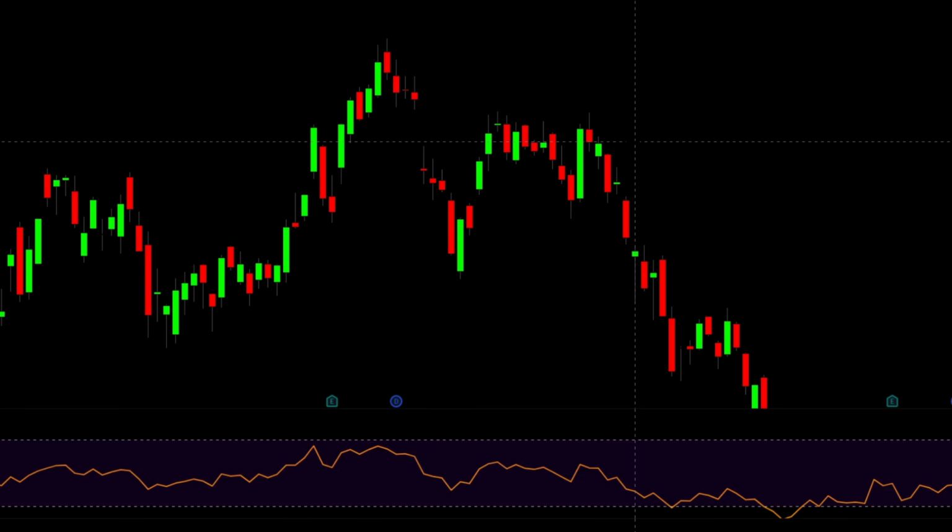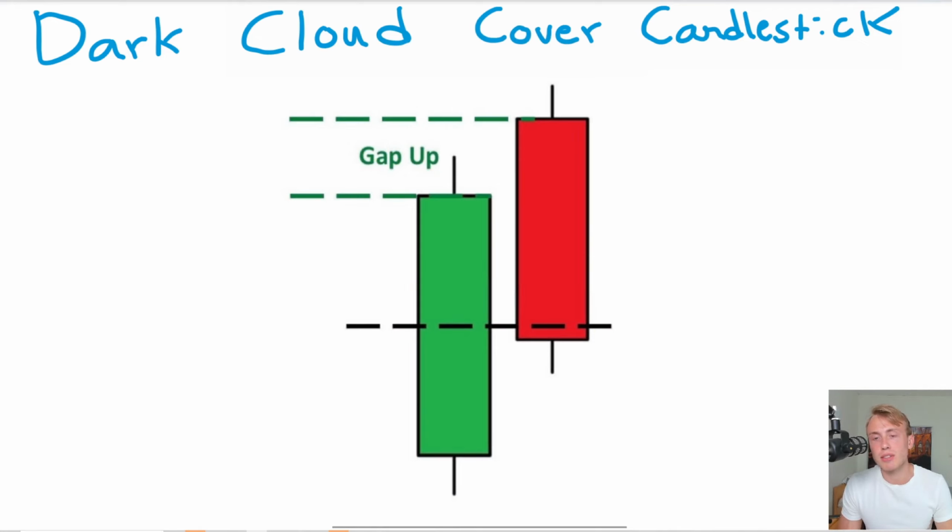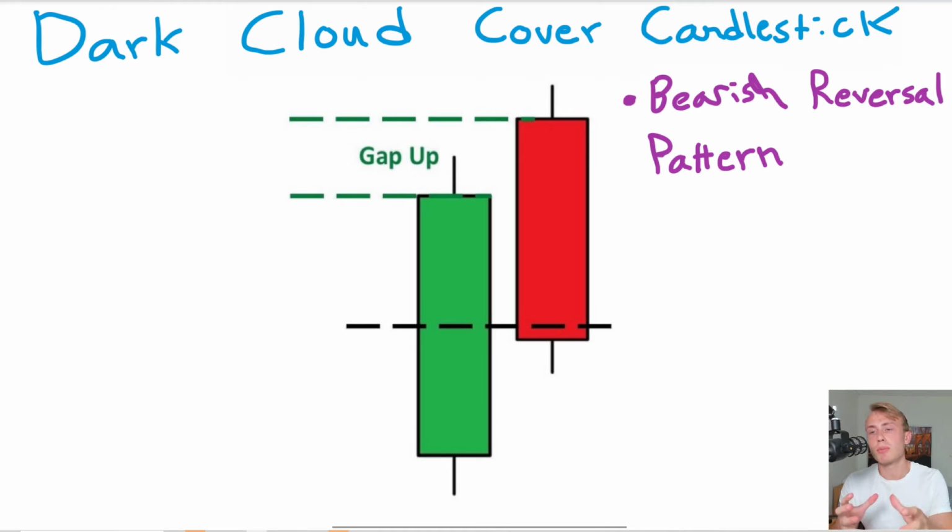For example, support resistance. So the dark cloud cover, what is it? Well, the first thing I want to say here is that this is actually a bearish reversal pattern. And what does a bearish reversal pattern mean? So what this means is basically that the pattern indicates a potential reversal to the downside. So the dark cloud cover must come after an uptrend.